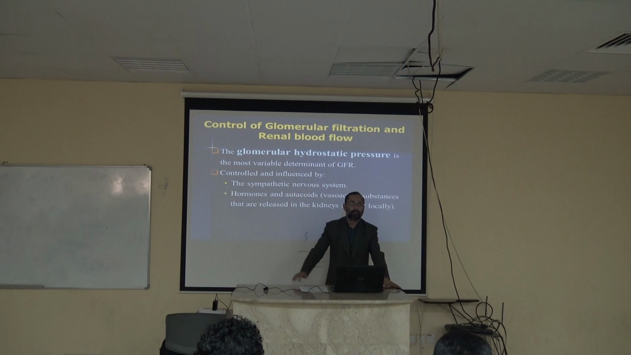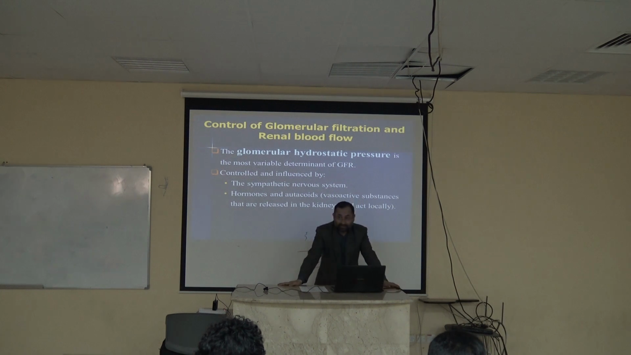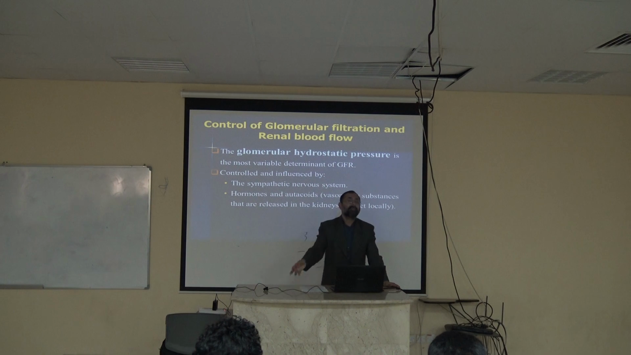Now have a look. You've got many things. Sympathetic nervous system is acting on the kidneys. We'll see what is the role of the sympathetic nervous system. There are some local hormones and the local vasodilators and vasoconstrictors which are released by the kidney. They will also try to affect the filtration, definitely, because they are changing the resistance. Okay. So let's begin.